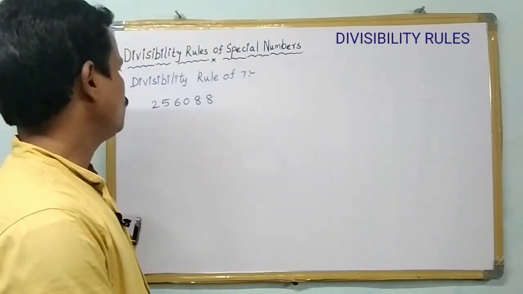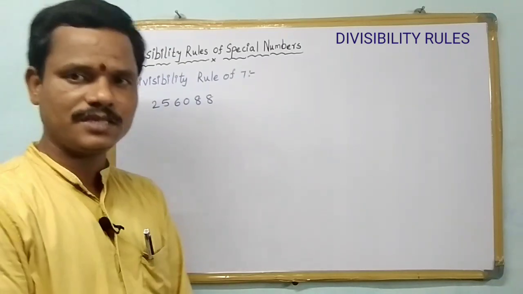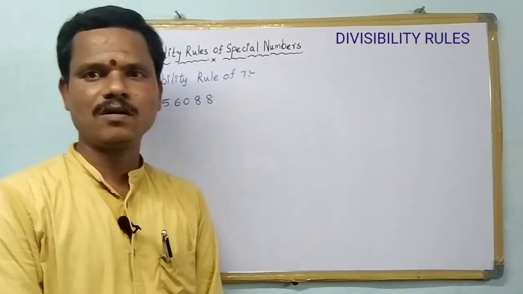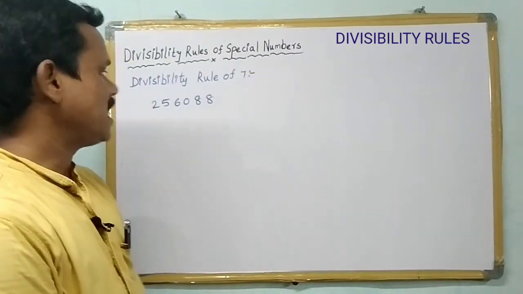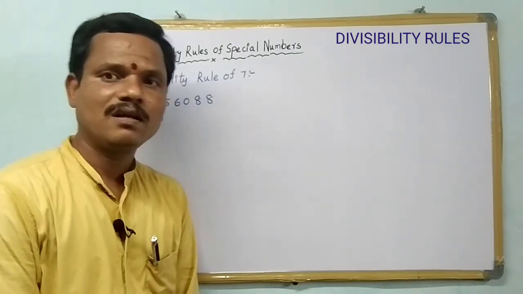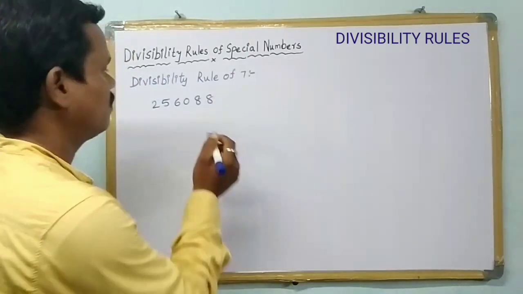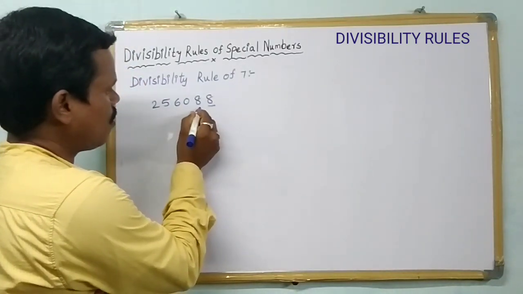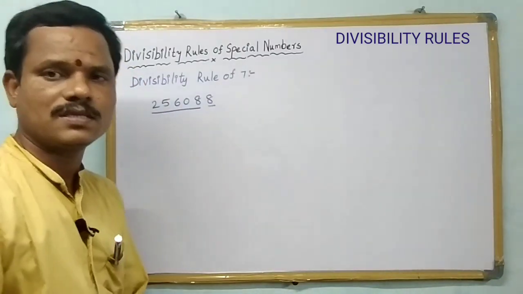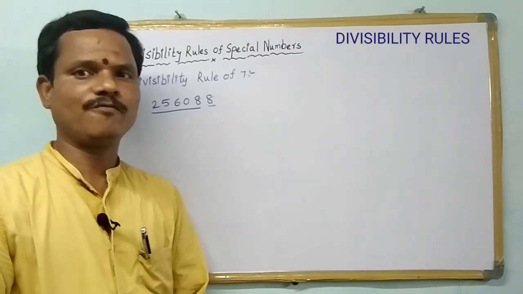Another example. 256088. Is it divisible by 7 or not? Check it with the same procedure. What is the procedure? Divide the given number into two parts. The unit digit is one part. All the remaining digits are the second part. This is step 1.